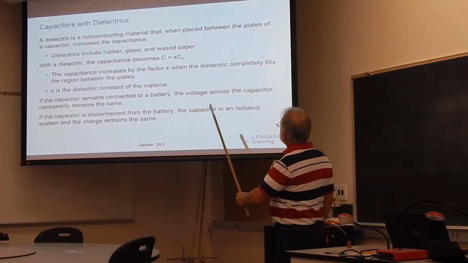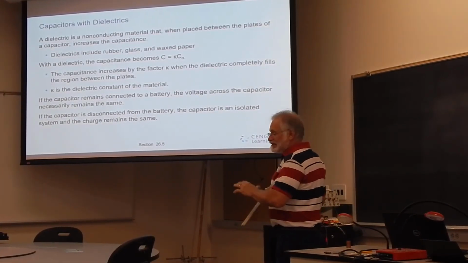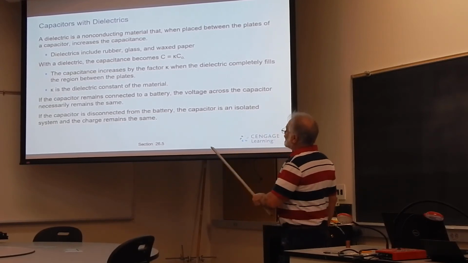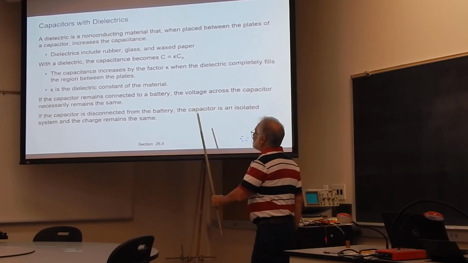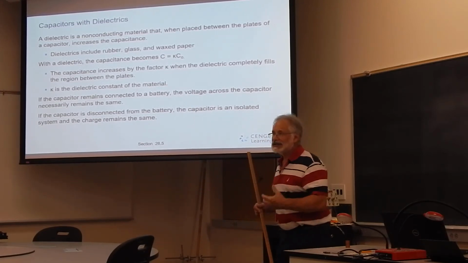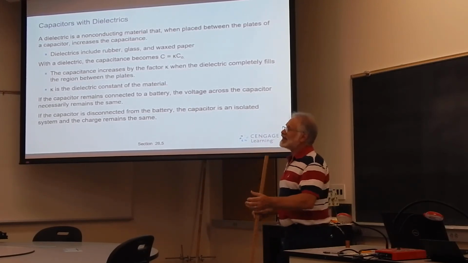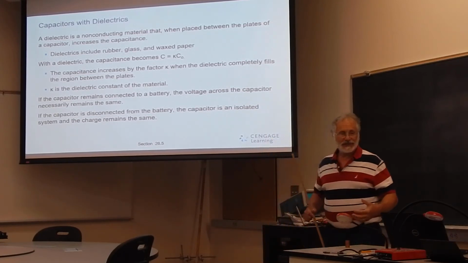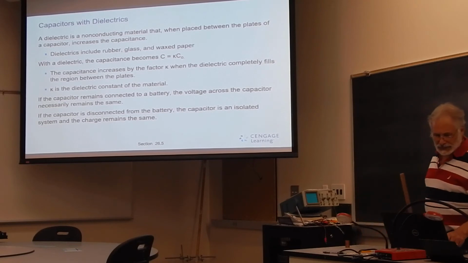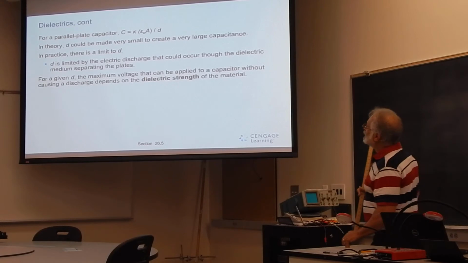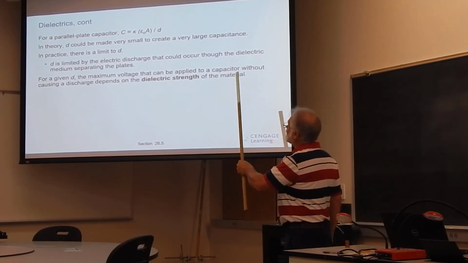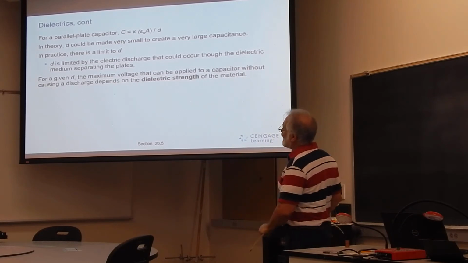So the capacitance will increase by a factor of kappa if I can fill the area between the plates with the dielectric. And what will happen then is the voltage across the capacitor will remain the same, the capacitance will increase, therefore the capacitor can hold more charge. For a parallel plate capacitor, the capacitance gets multiplied, so epsilon naught A over D gets multiplied by kappa, very simple.